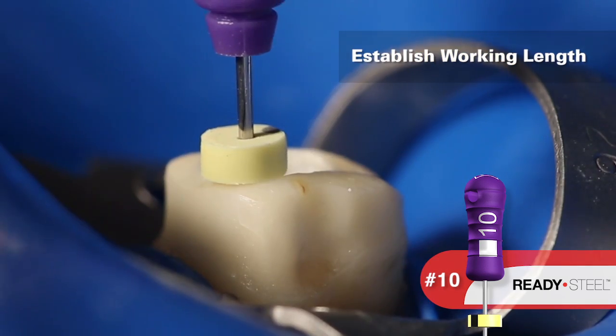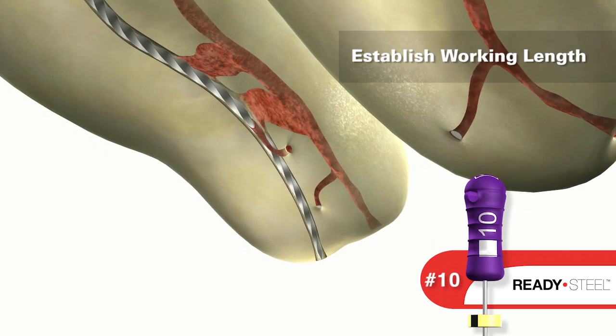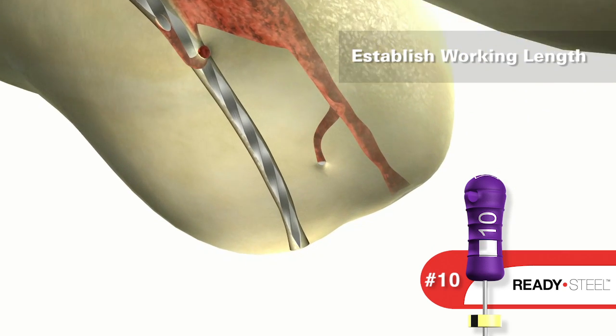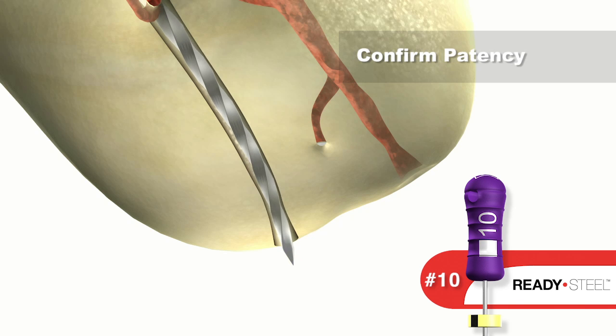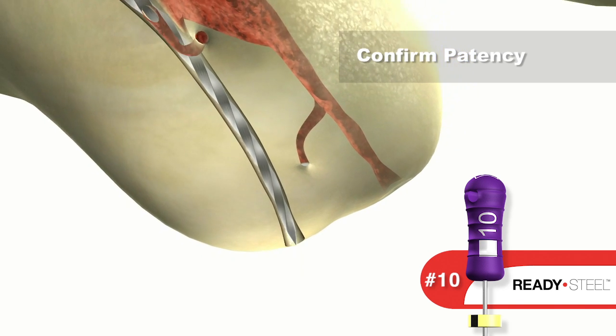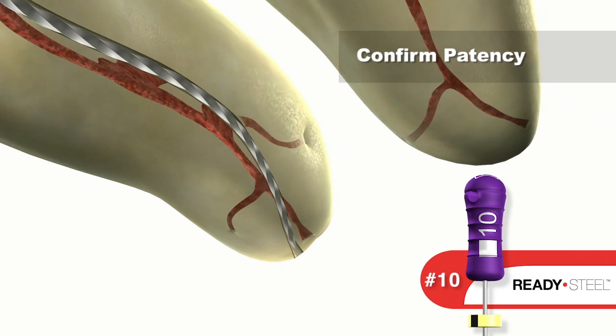When the 10 file is loose and can easily travel over the apical 1/3 of the canal, it's time to take a working film or, alternatively, use an apex locator. Once we've established working length, it's important to verify patency. Patency means that the instrument is deliberately, minutely, and repeatedly inserted gently through the foramen until the instrument is completely loose.